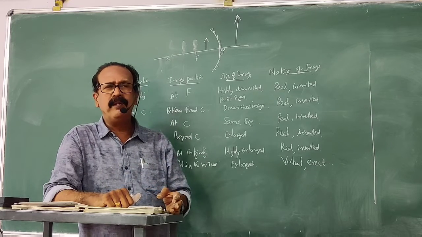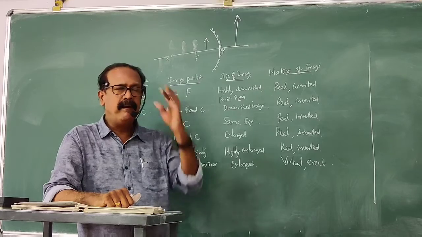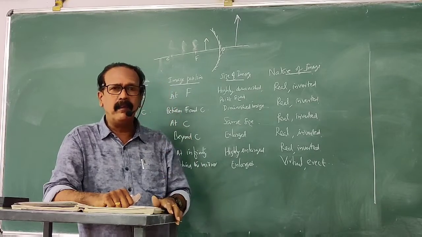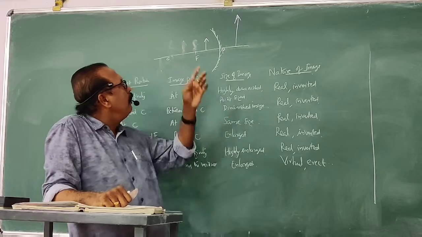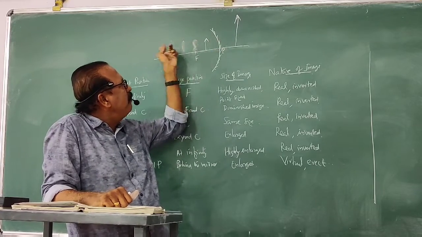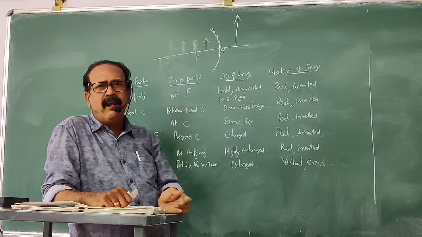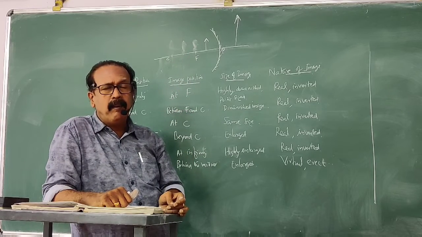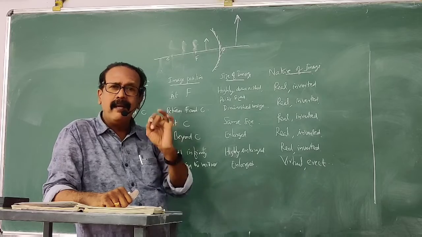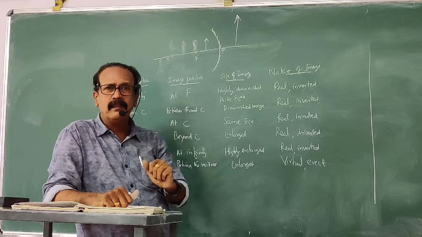Now, what are the definitions for the principal focus of a concave and convex mirror? A parallel beam of light close to the principal axis, after reflection from the concave mirror, converges to a point on the principal axis. That point is called the principal focus of a concave mirror. It's a real focus. You can get an image.